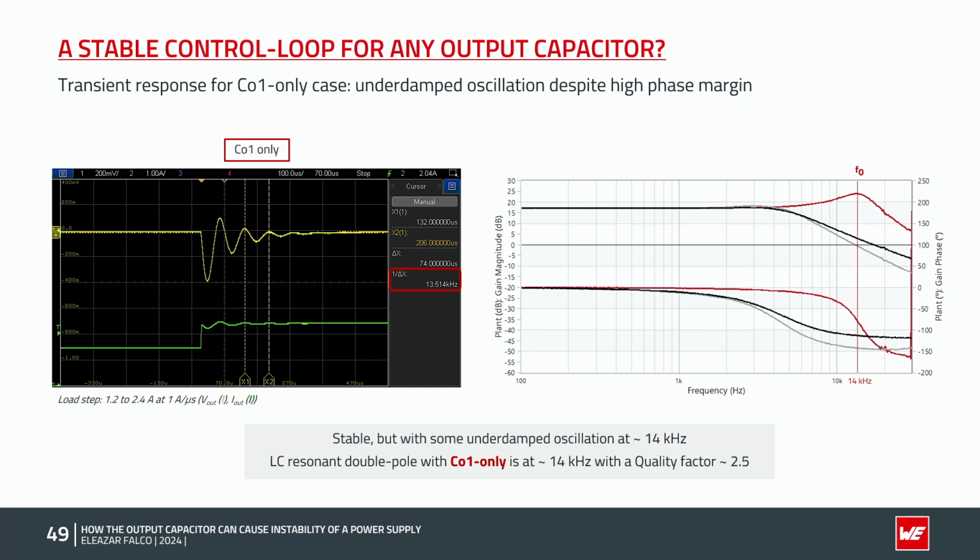In this case, due to the lower capacitance and much lower ESR of the solution with only the MLCC output capacitors, the quality factor is rather high at 2.5. But why did we not observe this before when we selected a crossover frequency higher than the double pole frequency, as it was recommended?